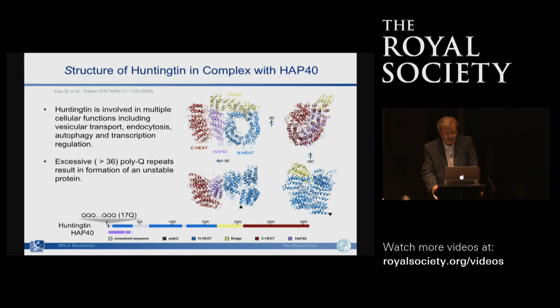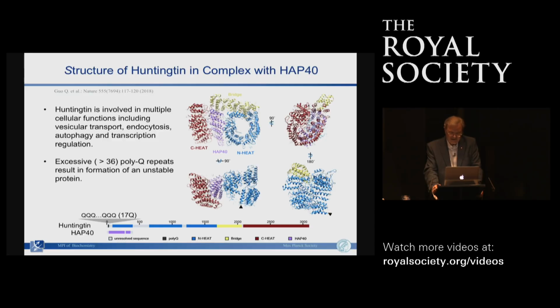Now, I will begin with aggregates of Huntingtin. I think you all know about Huntingtin, and a few weeks ago, or a month ago, we determined the structure of the full-length Huntingtin by single particle analysis.